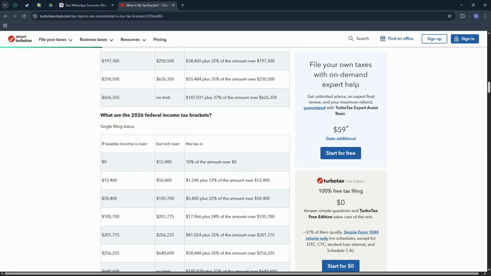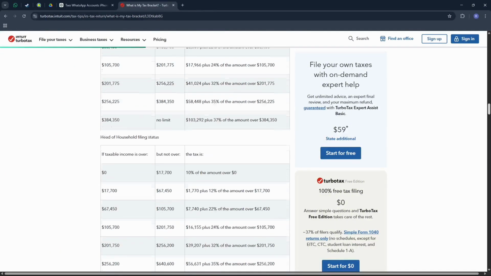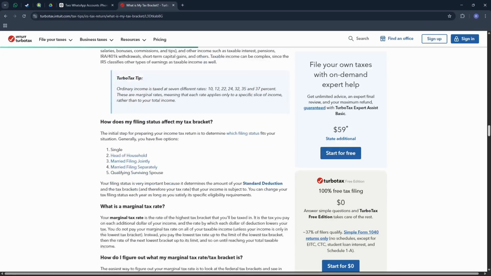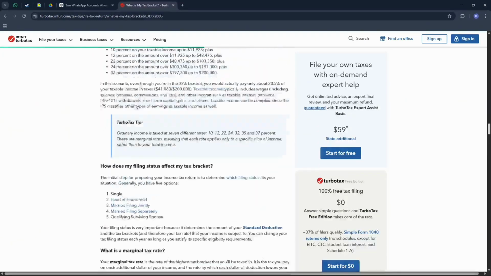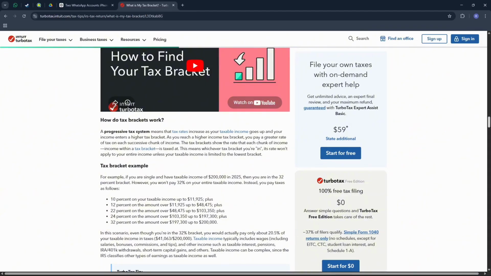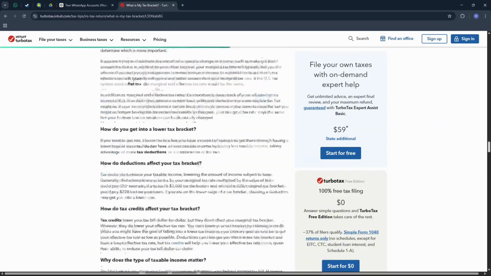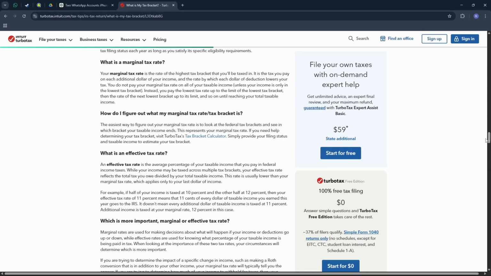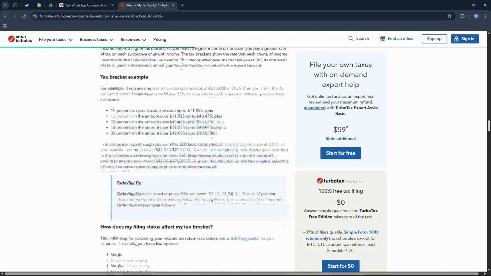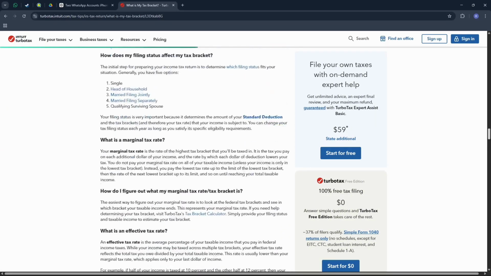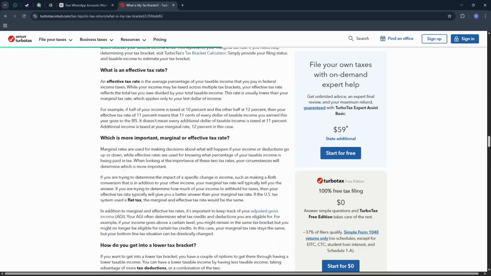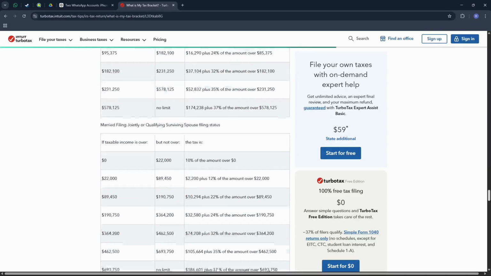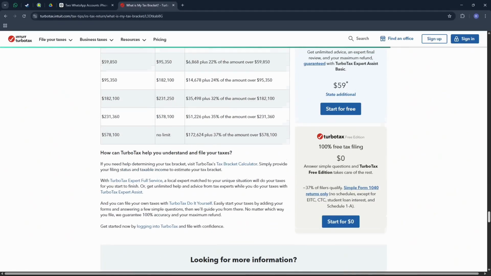For example, in 2025, for single filers, the lowest tax bracket covers income from $0 to $11,925, which is taxed at 10%. The next portion from $11,926 to $48,475 is taxed at 12%. After that, income from $48,476 to $103,350 is taxed at 22%, and the rates continue increasing as income rises, all the way up to 37% for the highest income levels.